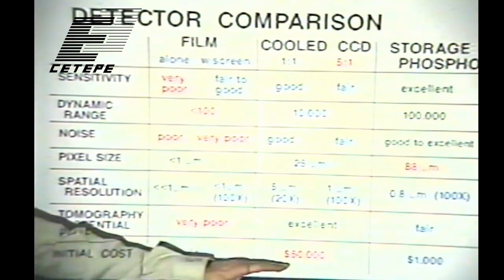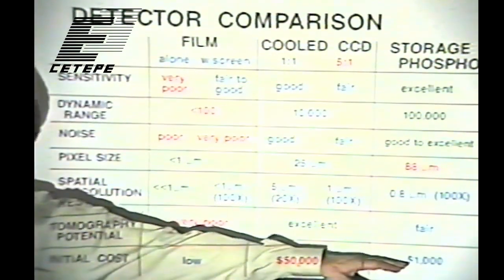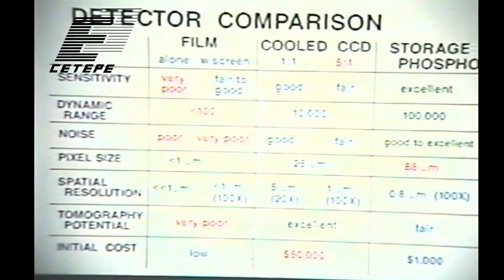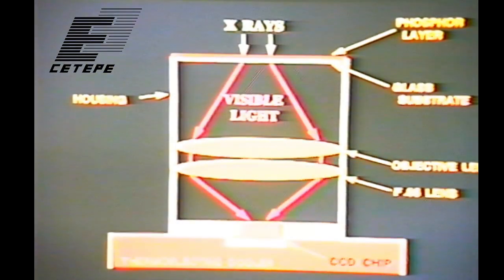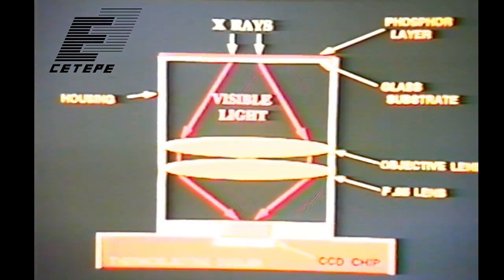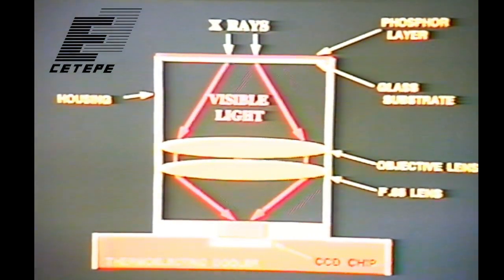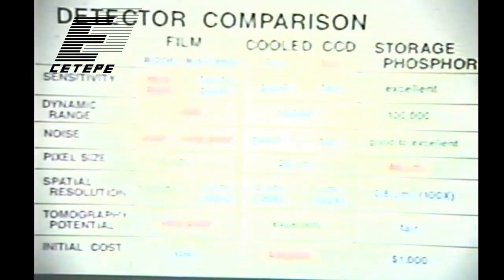Film is cheap. Those plates are cheap if you don't count the plate reader. And CCDs are fairly expensive. Here's an example of the kind of CCD I was dreaming about using for my dissertation, but I never got the 50,000. Roger, what is your conclusion regarding that table in terms of detector?